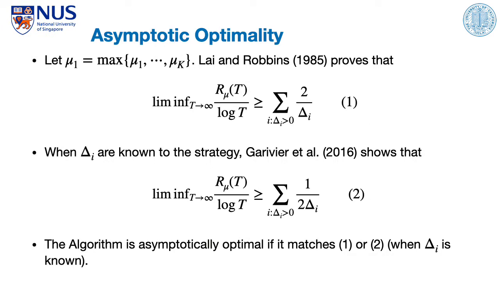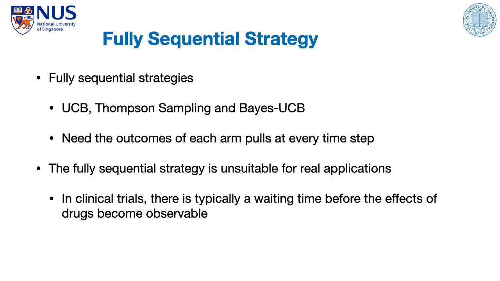One of the most important metrics for regret is the asymptotic optimality. Lai and Robbins proved that when T approaches infinity, the regret over log T is at least the sum of 2 over delta_i. Here delta_i is the gap between the best arm and the i-th arm. When delta_i is known to the strategist, the regret can be 4 times smaller. There are lots of algorithms that are proved to be asymptotically optimal, such as UCB, Thompson sampling, and Bayes UCB.